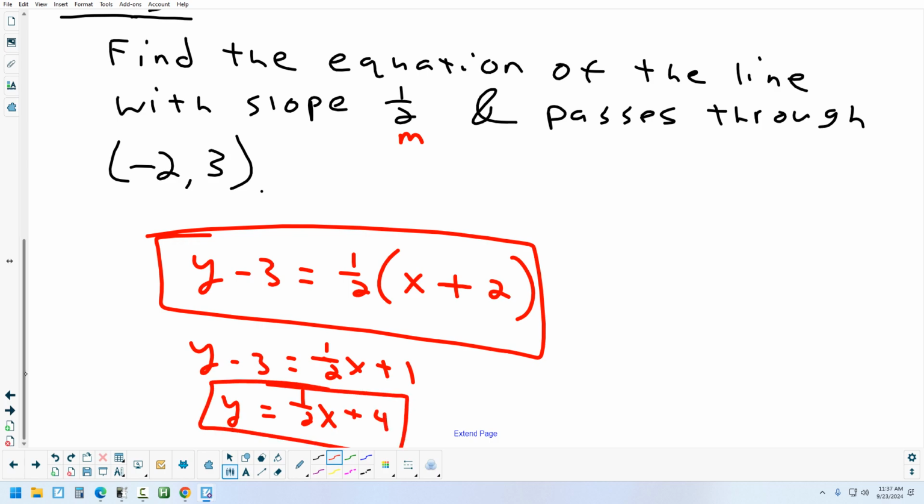So either answer is correct. This is point slope. This is slope intercept. I'll make it clear on the test which way you should leave the final answer. Okay. Any question on that?